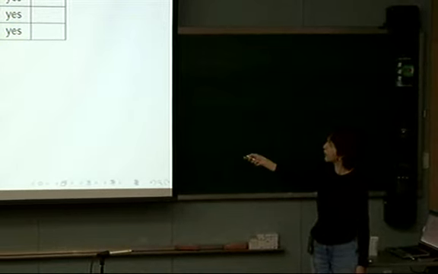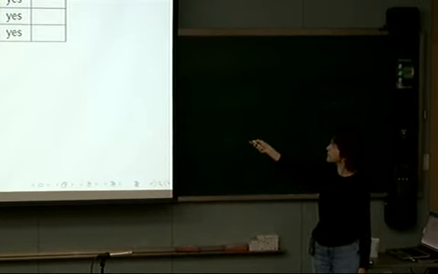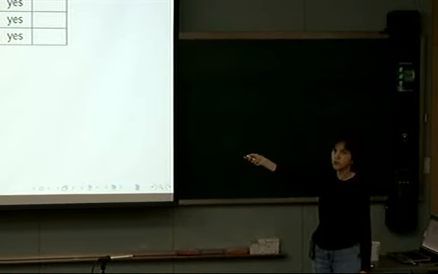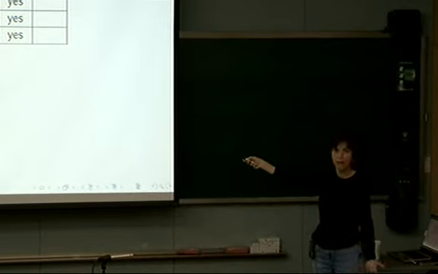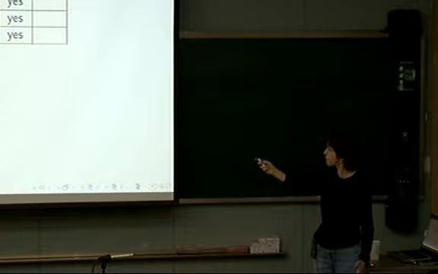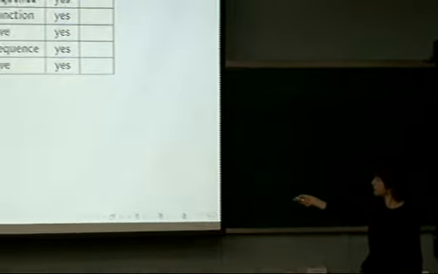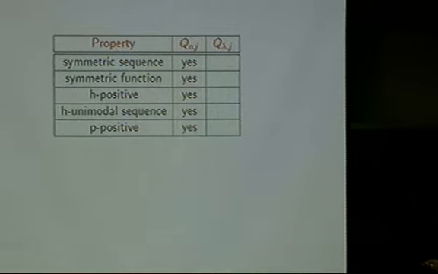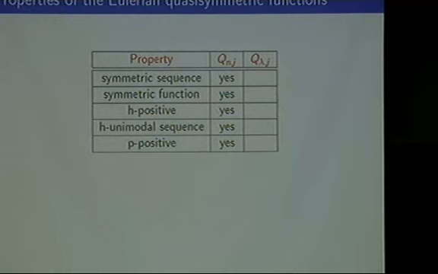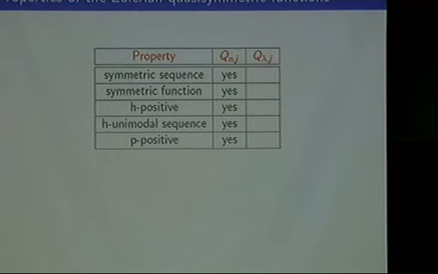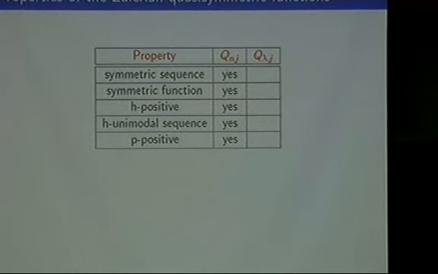By H unimodal, I mean that when I take the differences of the coefficients of H, the differences are positive. That's H unimodal. And P positive, that means that when you express it in the basis of power symmetric functions, all the coefficients are non-negative. So from the formula that we have for Q and J, we're able to prove all of these properties.